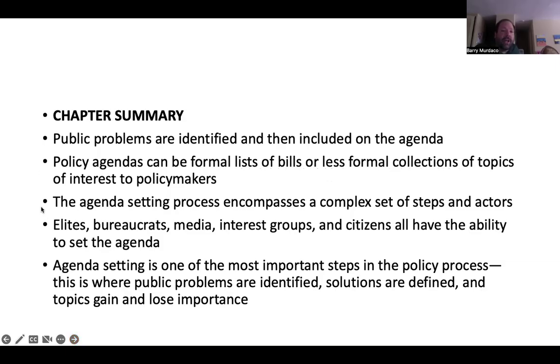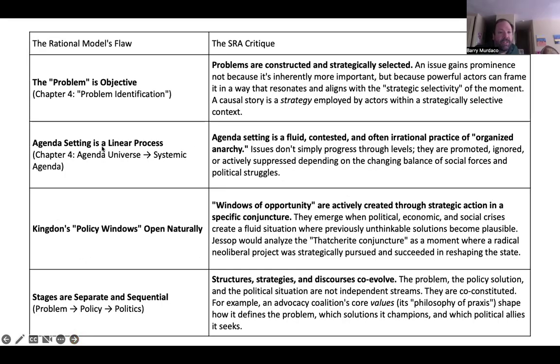So again, to summarize the chapter, public problems are identified and then included on the agenda. Policy agendas can be formal lists of bills or less formal collections of topics of interest to policymakers. The agenda setting process encompasses a complex set of steps and actors. Elites, bureaucrats, media, interest groups, and citizens all have the ability to set the agenda. Agenda setting is one of the most important steps in the policy process. This is where public problems are identified, solutions are defined, and topics gain and lose importance.